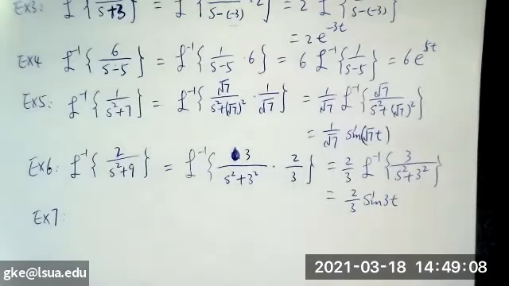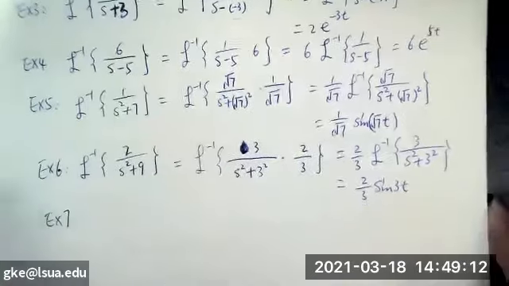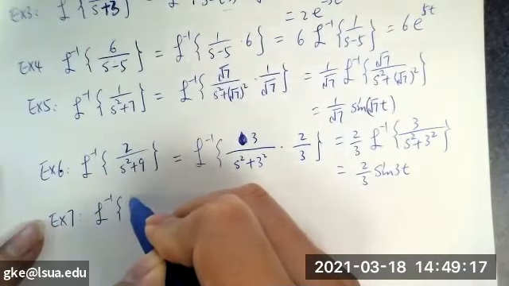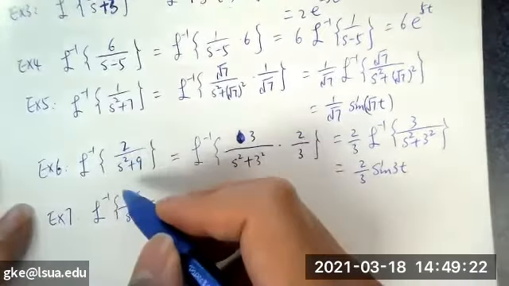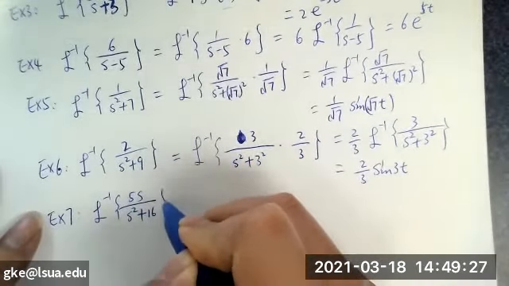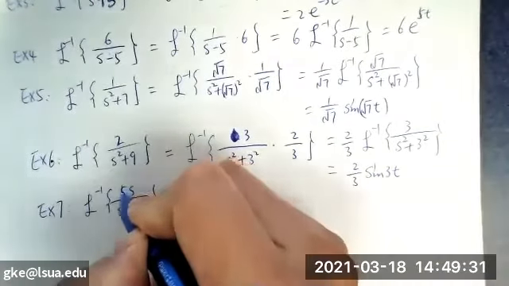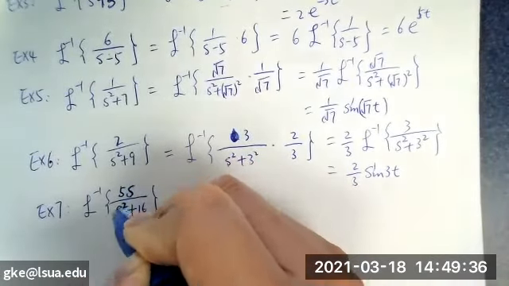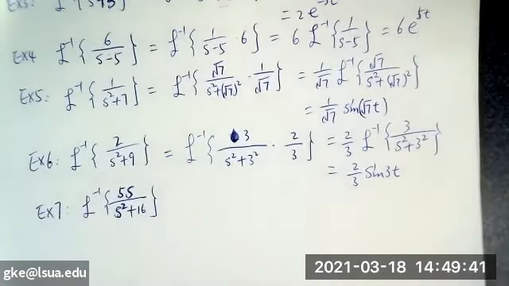Let's try the last one, okay? Let's try the 5 times s, divided by s squared plus 16. Try this one for me.